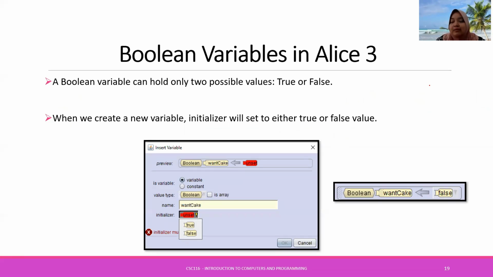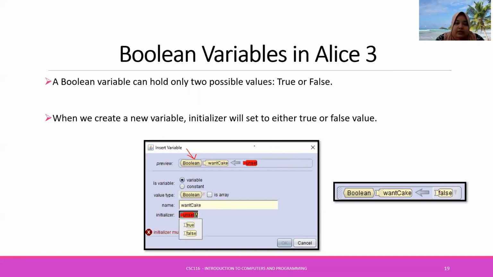So, kat sini mana kita belajar tadi? Primitive kan? Primitive data type. So, we can create a new variable initializer will set to either true or false value. This is variable declaration. Kalau you pergi declare Boolean as a data type, so you kena ingat 2 nilai sahaja yang dia akan bagi, iaitu true or false.